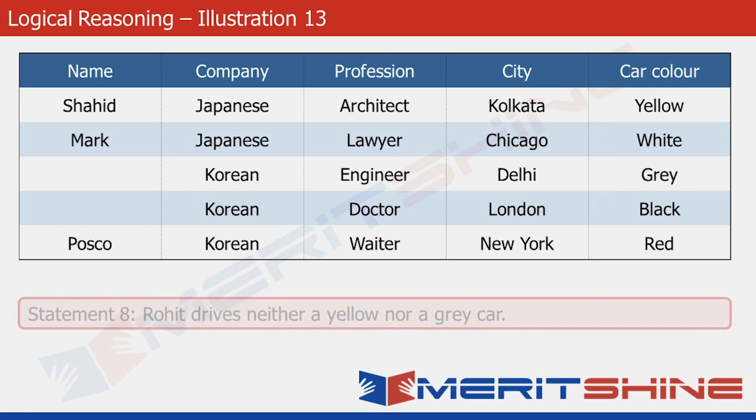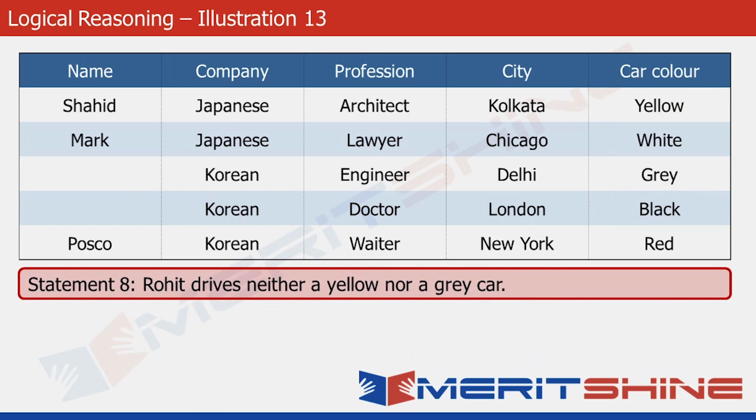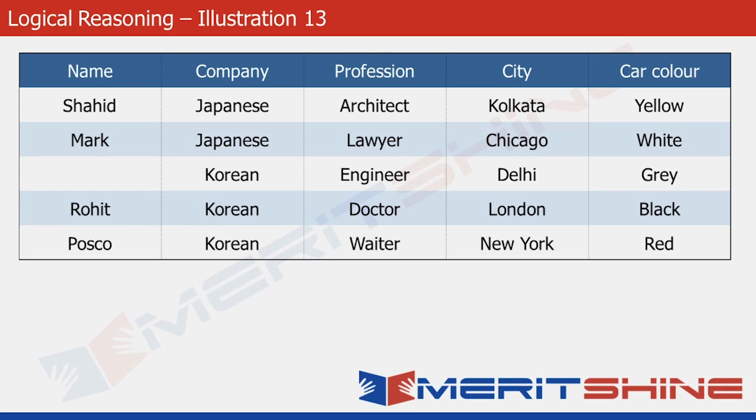Now statement 8 tells us that Rohit doesn't drive a grey car. It means that Rohit cannot be placed in the third row. And then the only place left for Rohit would be in the fourth row, this cell, as there are just two vacant cells in the name column. So let's write Rohit here. Now look at the first column. There's just one vacant cell in the third row, this cell. And the only person left to be put on the table is Brendon. So let's fill this up with Brendon, and with this we have completed our table.